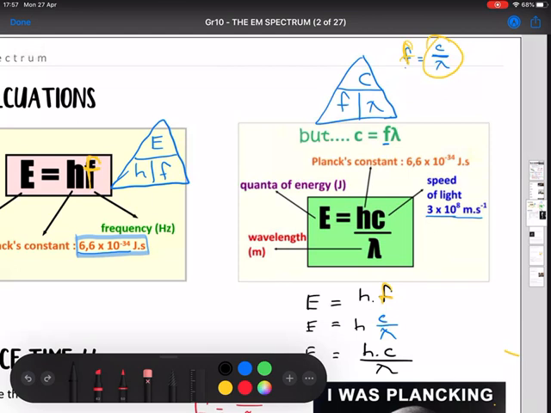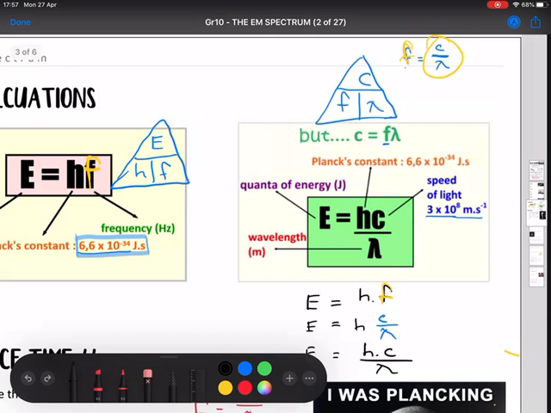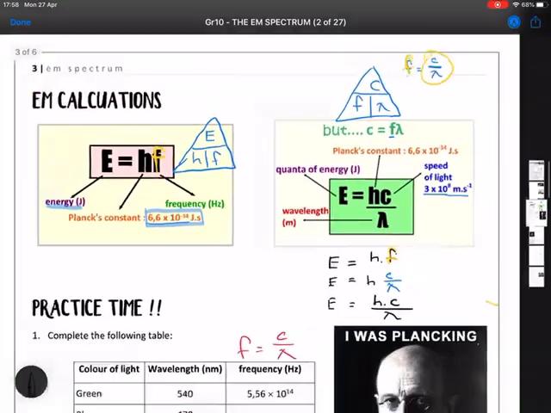All right. E is quantum energy measured in joules. Make sure your wavelength is in meters. If we give it to you in nanometers, you're going to get your calculations wrong. h is Planck's constant, and speed of light is also a constant that we will give you.